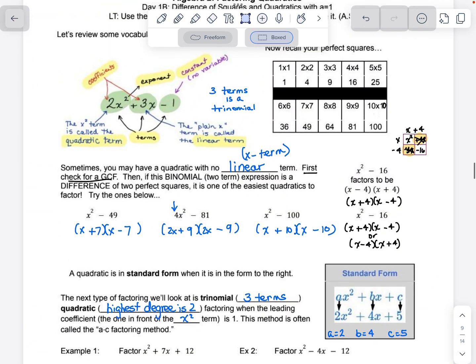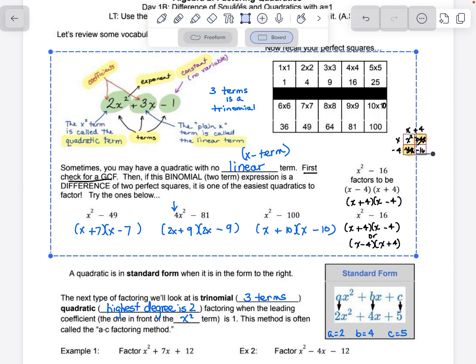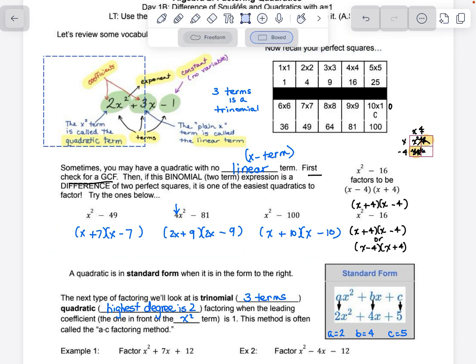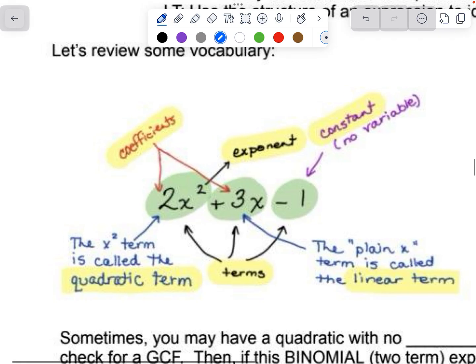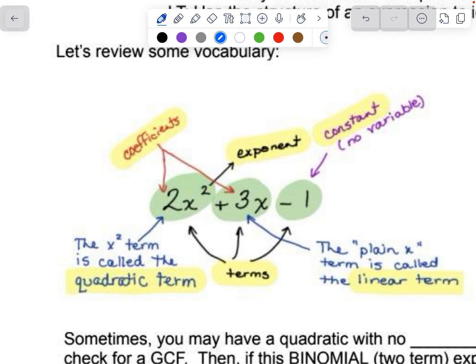So we're going to first start out by looking at some vocabulary. So let's talk about what this expression is and just review some vocabulary. This is an expression with 3 terms, and so therefore we call it a trinomial. And it happens to be a quadratic trinomial because the highest degree or the highest exponent is a 2. So there's a couple of things here. This term with the exponent of 2 is called a quadratic term. The little number to the top right is an exponent, or some people call it a power. And the number in front, the 2, is a coefficient. It's the coefficient of the variable.